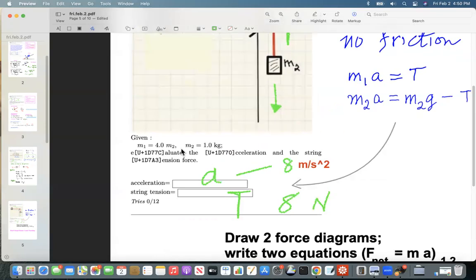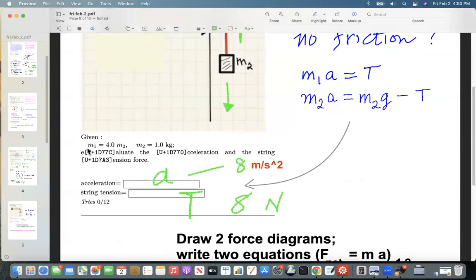Now, below that it says, what does it say here? Calculate the acceleration and the string tension force. LON-CAPA is doing something funny here. I don't know what it's doing here. But anyway, you can sort of just ignore that. Apparently it's saying, evaluate the acceleration and the string tension force.